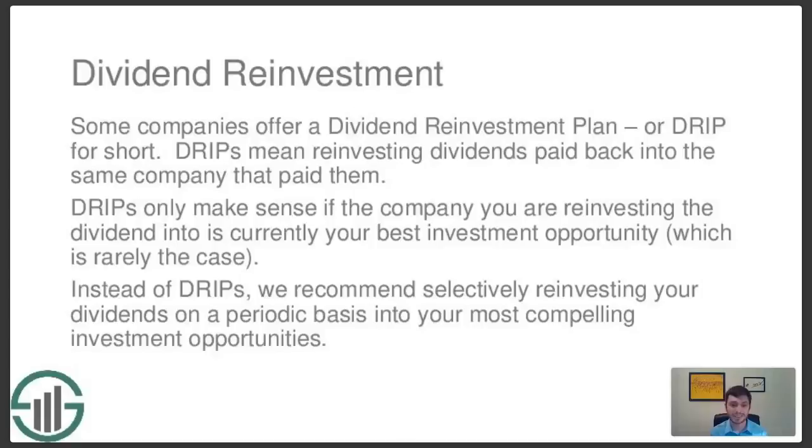DRIPs only make sense if the company you're reinvesting the dividend into is currently your best investment opportunity. And when you think about it, say you bought a stock 5 years ago because you're a long-term investor. It was a great buy at the time. Today it's looking a little overvalued. Nowhere where you'd want to sell it, but maybe it's not where you want to keep adding money. You can take the dividends that company pays, and this is if you're in the accumulation phase, so you're not actively using the income from your portfolio, and invest them into your best idea today.